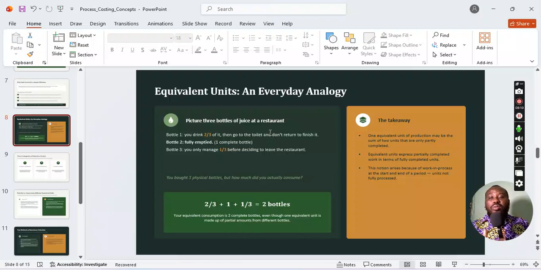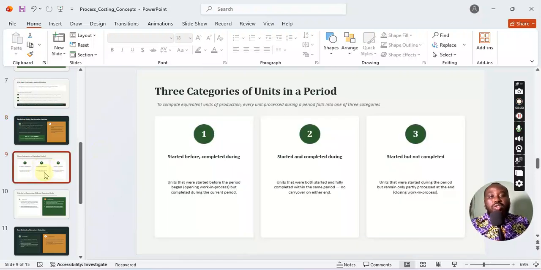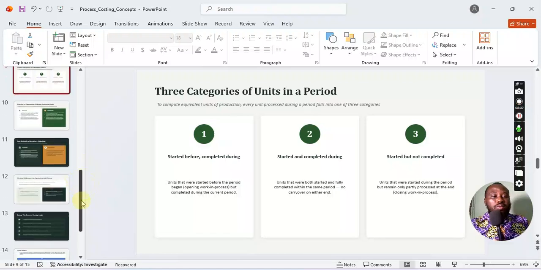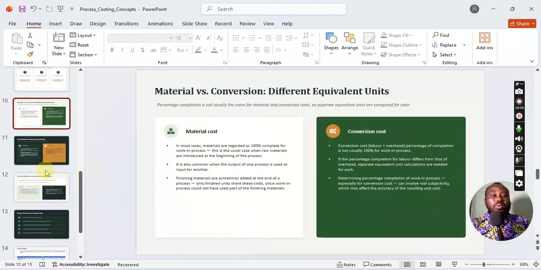What we're saying is that one equivalent unit of production may be the sum of two units that are only partly completed. Equivalent units express partially completed work in terms of fully completed units, and this notion arises because of work in process at the start and end of a period, units that are not fully processed. So I would like us to look at some questions and then we move on.